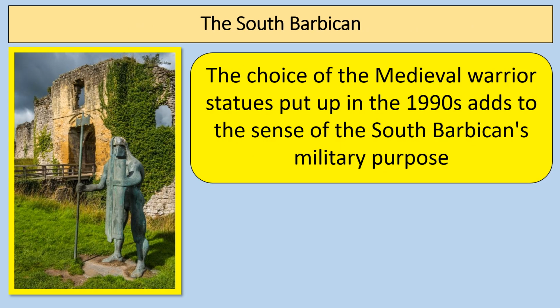Now, the choice of the medieval warrior statues put up in the 1990s adds to the sense of the South Barbican's military purpose, and there's actually 3 of these statues that were put up and are quite iconic and symbolise that military background and military purpose of the castle originally.